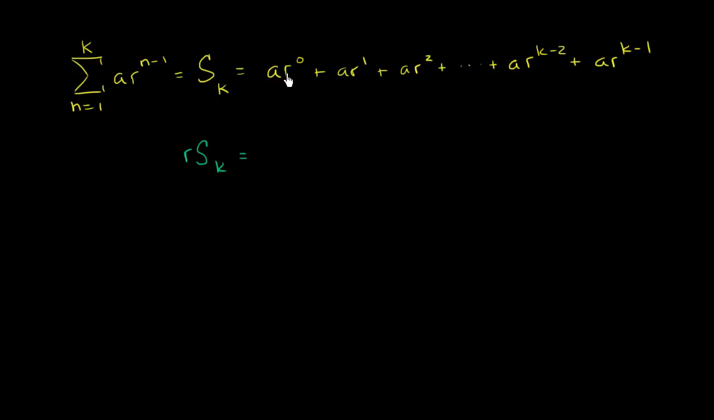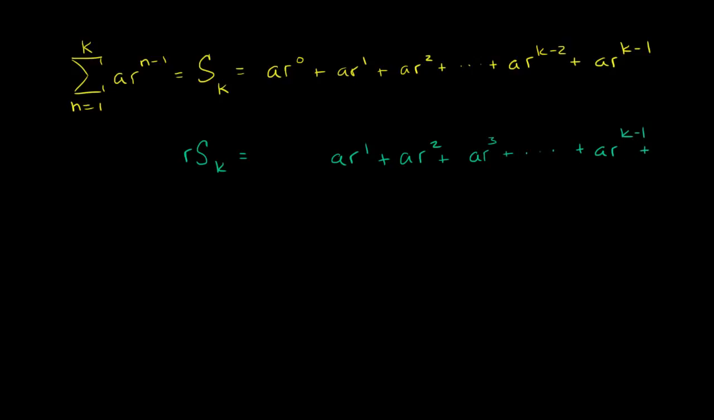So a times r to the 0 times r is a times r to the 1st. A times r to the 1st times r is a times r squared. A times r squared times r is going to be a times r to the 3rd power. Then I'm just going to keep going. A times r to the k minus 2 times r is a times r to the k minus 1.